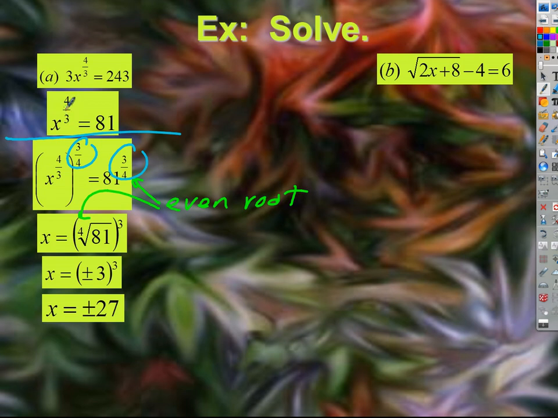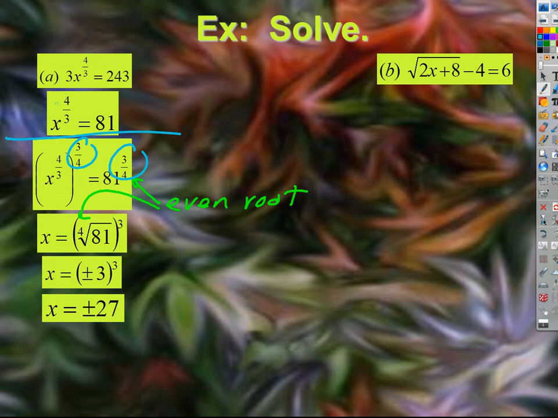3 to the 4th? 81. What if I plug in negative 27? What's the cube root of negative 27? Negative 3 to the positive 4? 81, sure. A negative number to an even power is always positive, isn't it? So those both actually work.